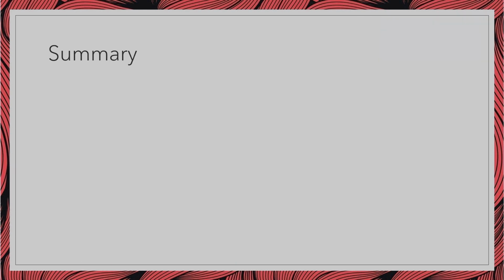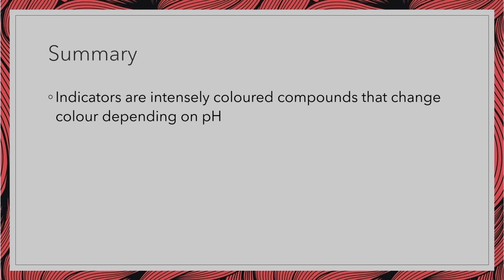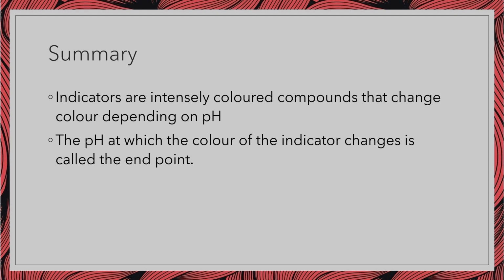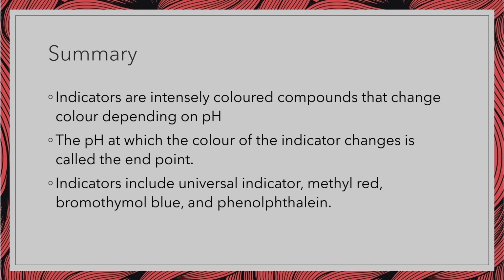Okay, so a summary. Indicators are intensely colored compounds that change color depending on the pH. The pH at which the color of the indicator changes is called the end point. Indicators include universal indicator, methyl red, bromothymol blue, and phenolphthalein, although there are many more.